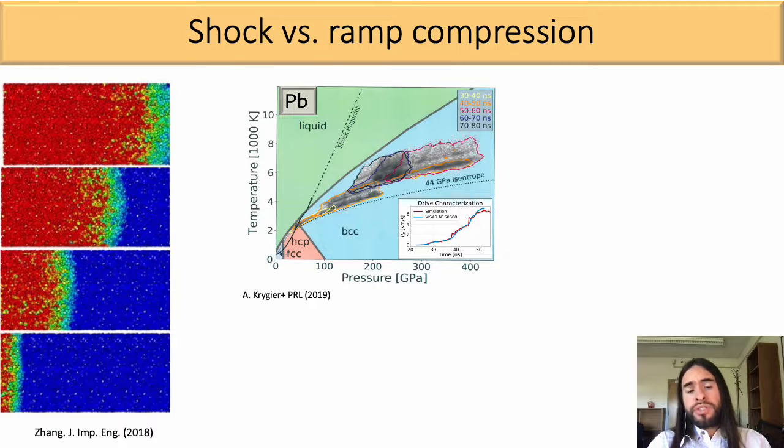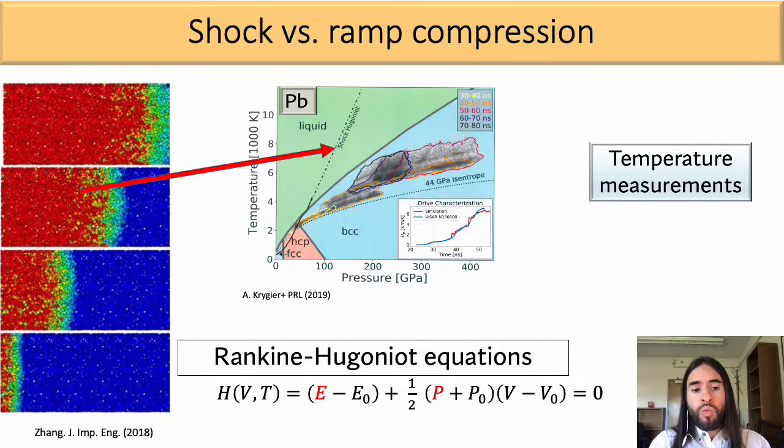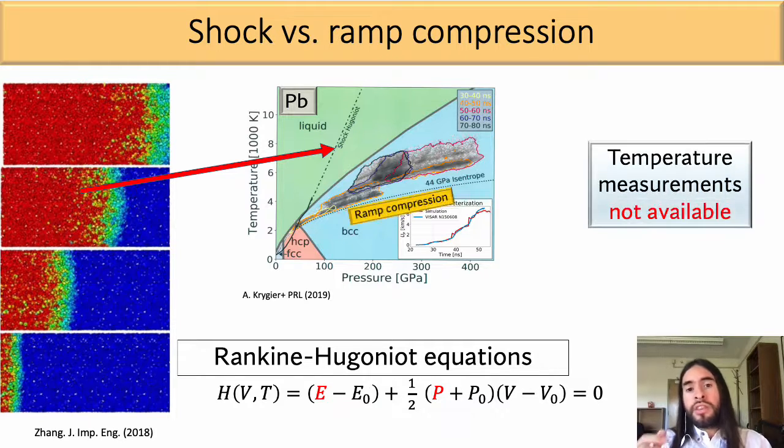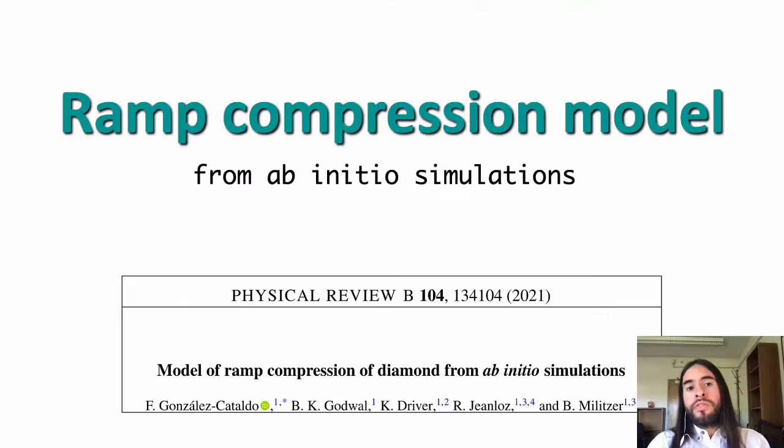Now, for shock compression, we know that when we shock a material, we generate states that are well characterized by the Rankine-Hugoniot equations. There is very good agreement between the measurements and the simulations, and there are actually temperature measurements there that we can compare. But for ramp compression, as we mentioned, the temperature measurements are often not available. So that is what motivates us to build this model from ab initio simulations to basically predict what the temperature will be in a ramp compression experiment.